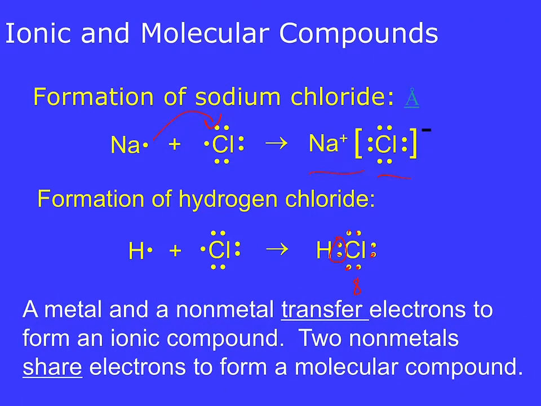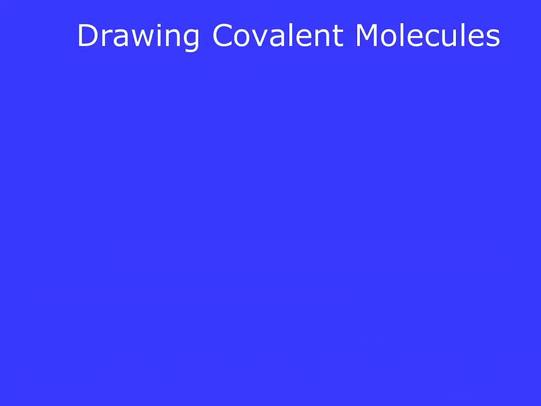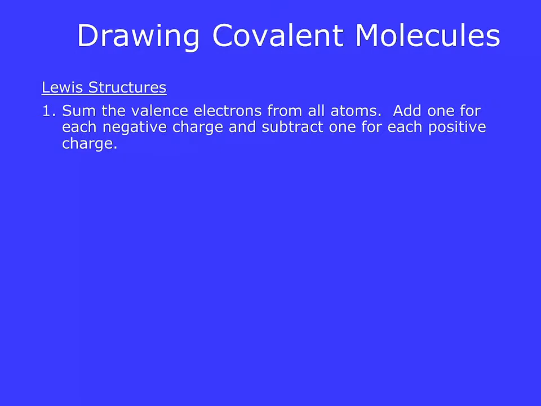Okay. So I'm going to move on from there. So drawing covalent molecules, we use what's called Lewis structures. And so now that you know that each covalent bond contains 2 electrons, I'm going to give you some rules that will help you understand how to draw these, how to predict the structure of a covalent compound or a molecule. So here are the rules. We'll take a look at those and then we'll do some examples.